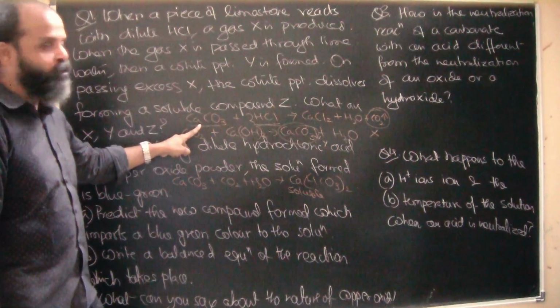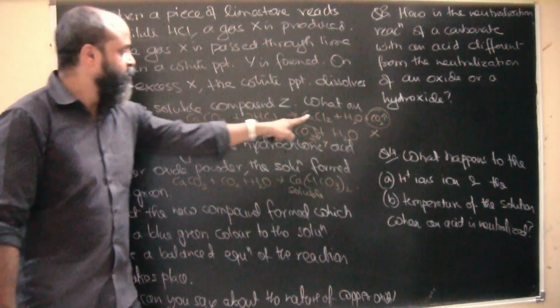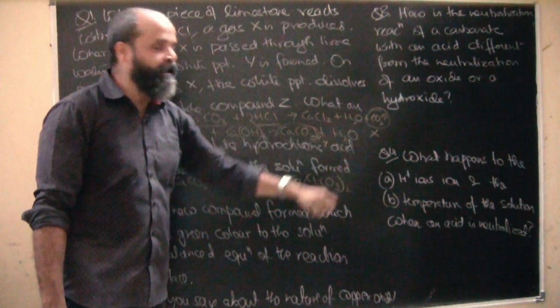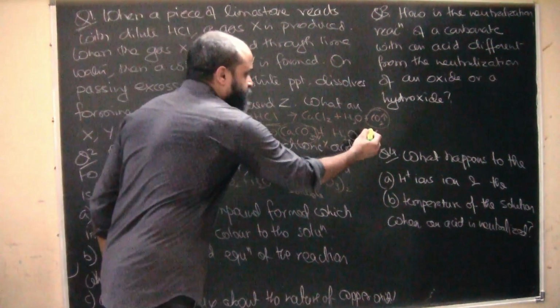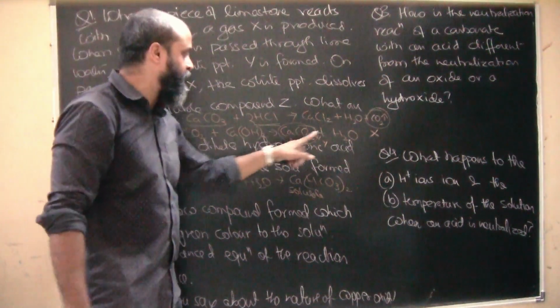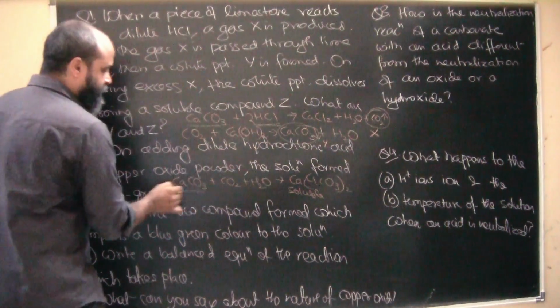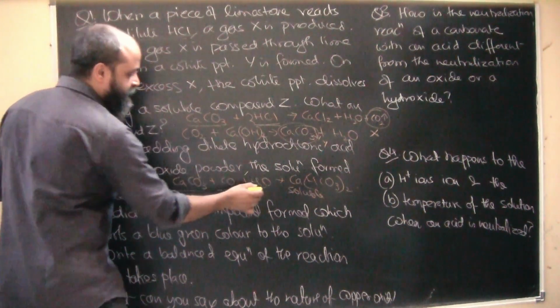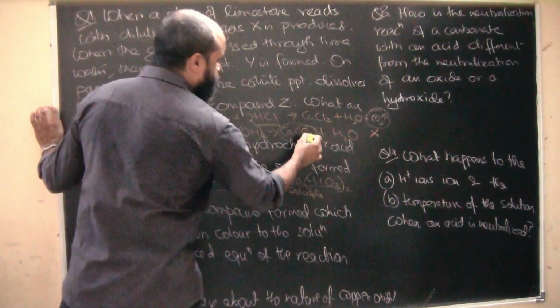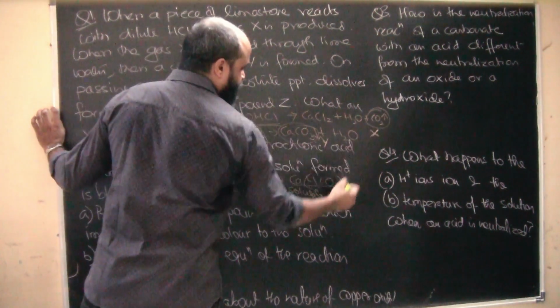See, this is limestone reacting with HCl to form calcium chloride plus water, and additionally carbon dioxide will be formed. This is basically gas X. This gas X reacts with lime water to form calcium carbonate and water, and again calcium carbonate, if you pass this gas for a very long time, will form calcium hydrogen carbonate, which is soluble. This is white precipitate Y, this is X, and this is Z.